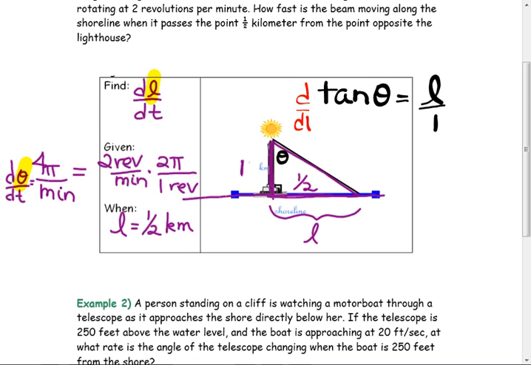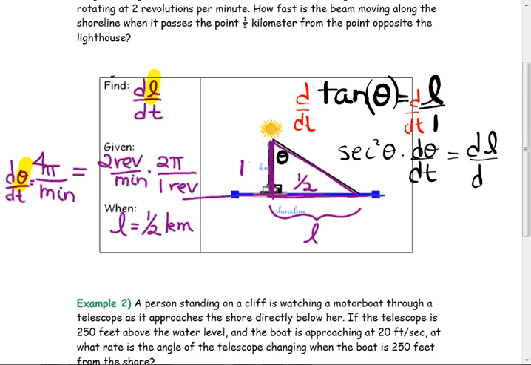Do you guys remember this one? No, that's inverse tangent. Secant squared. Remember, the derivative of tangent is secant squared times what? The derivative of the inside function. And if you don't have a d theta/dt, you're in trouble, which is equal to dL/dt. Now, the secant of my angle is what I have to figure out.